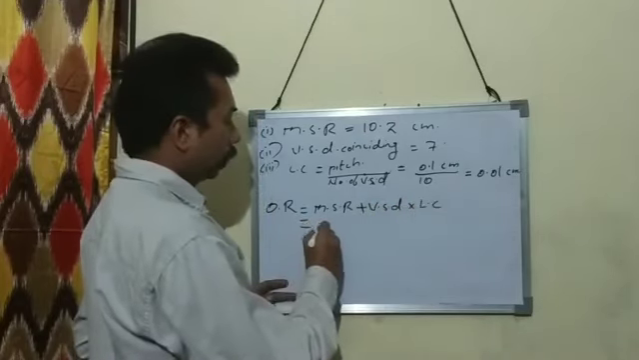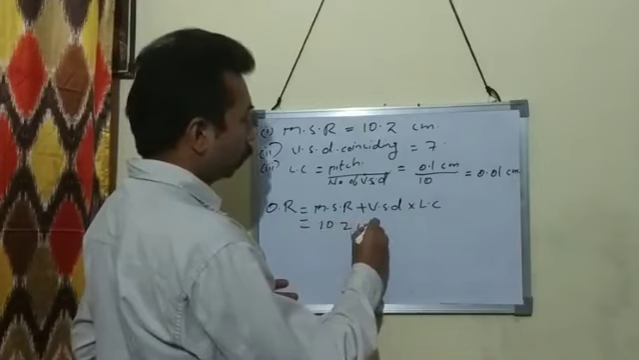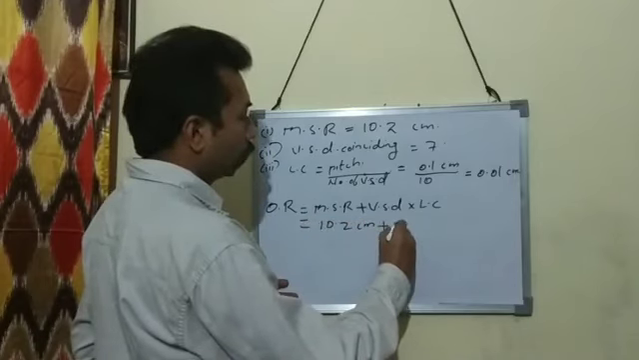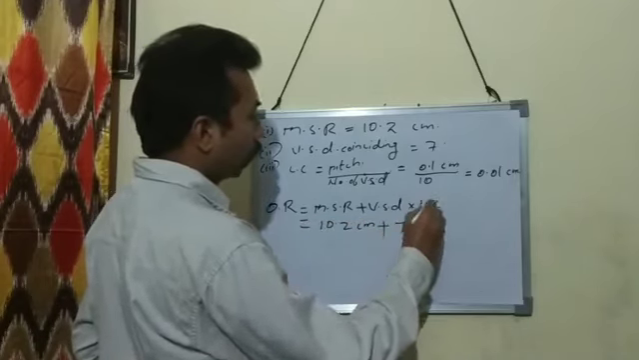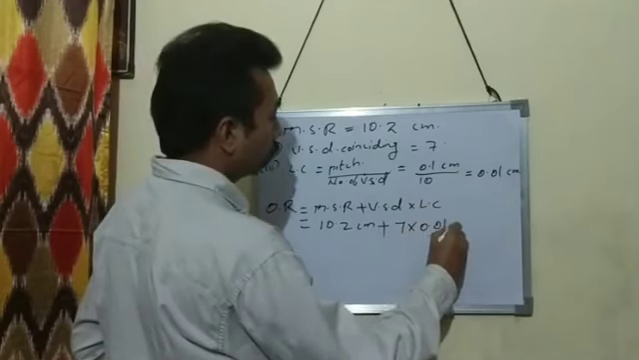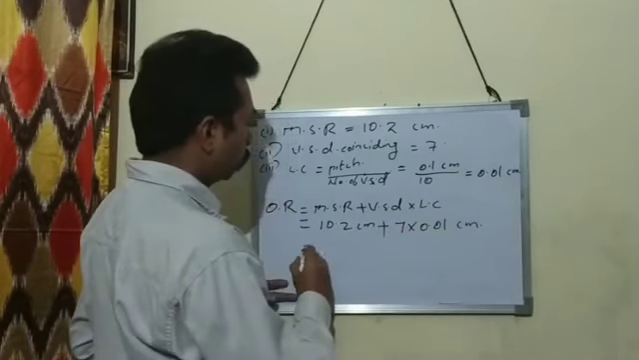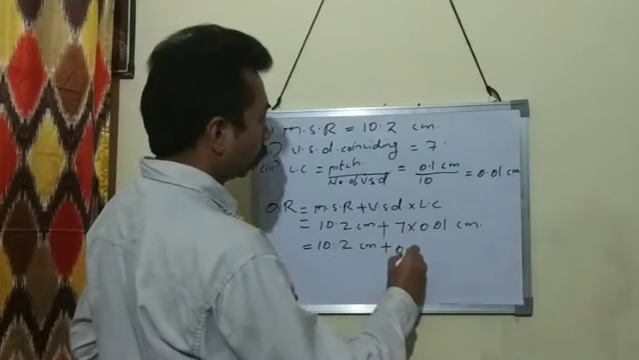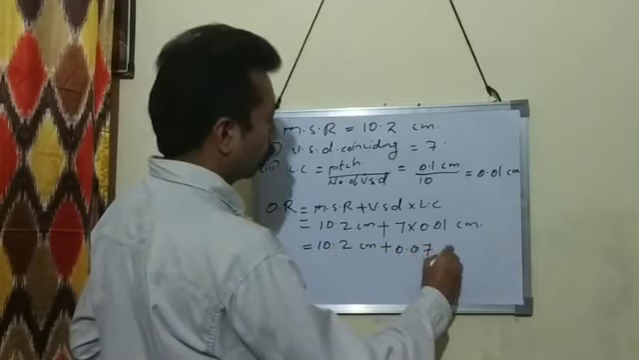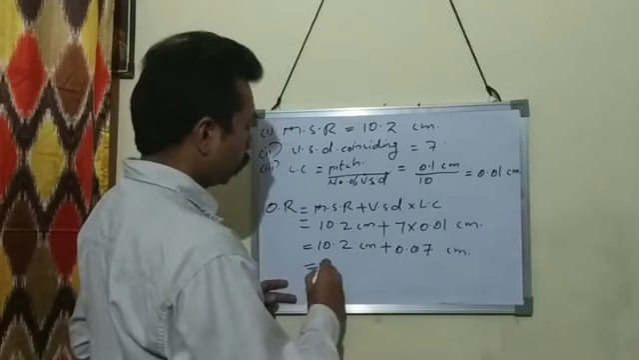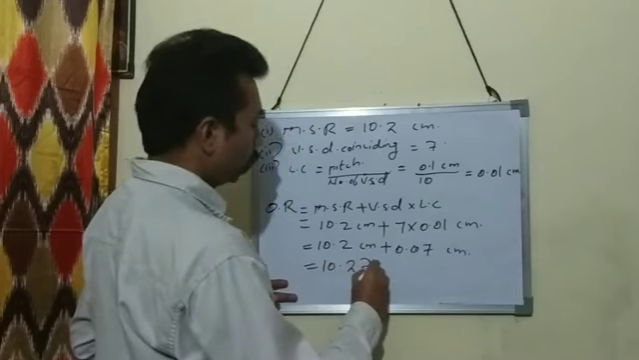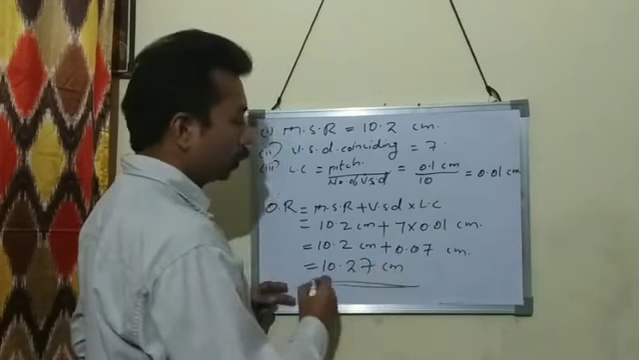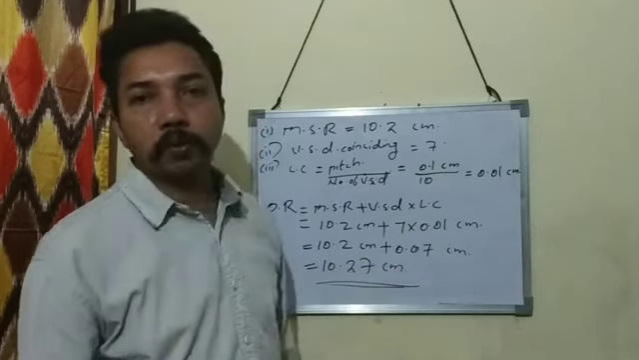So the main scale reading is 10.2 centimeter. Vernier scale division coinciding is 7. And least count is 0.01 centimeter. So that is equal to 10.2 centimeter plus 0.07 centimeter, which is equal to 10.27 centimeter. This is the solution of this question.